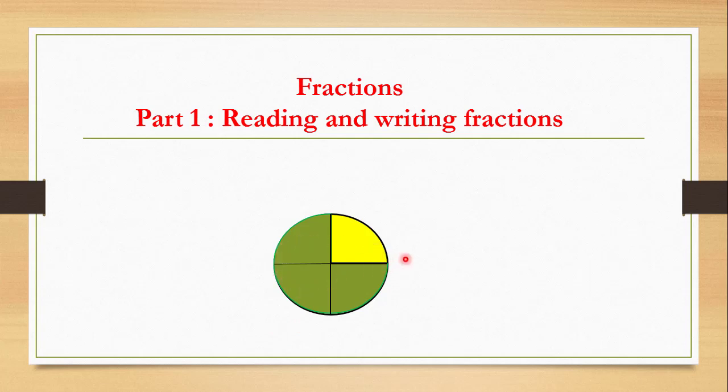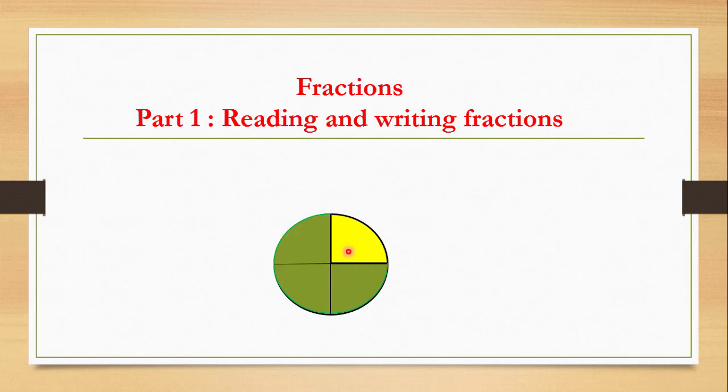Okay, I want to express the green part and the yellow part using fractions. Fractions consist of 2 numbers, the top number and the bottom number. Let's start with the green part. How do we write the fraction that expresses the green part? How many green parts? We have 3 green parts out of 4 parts.